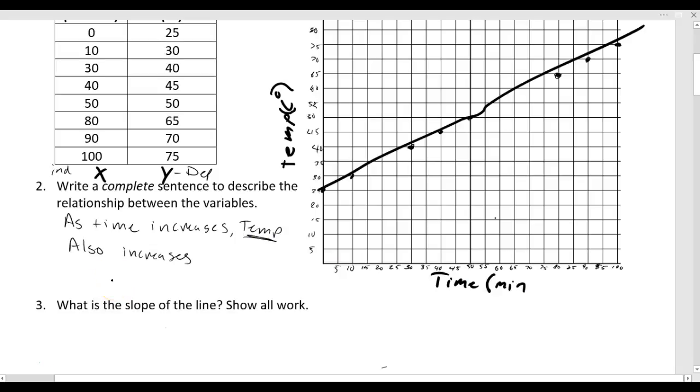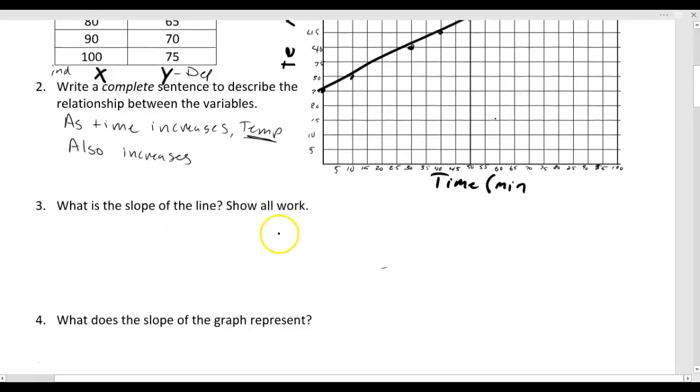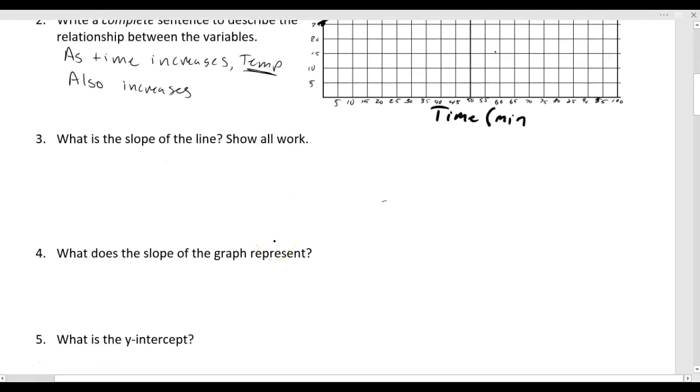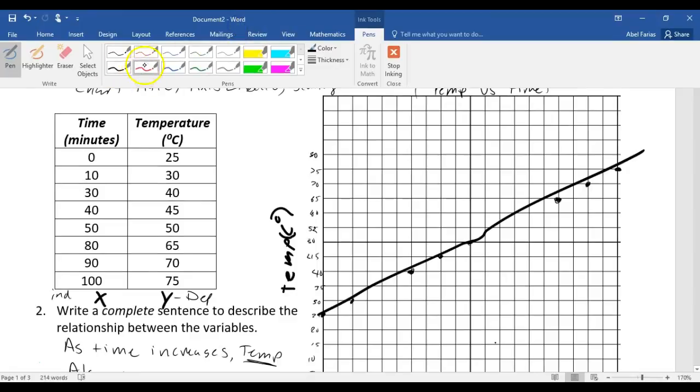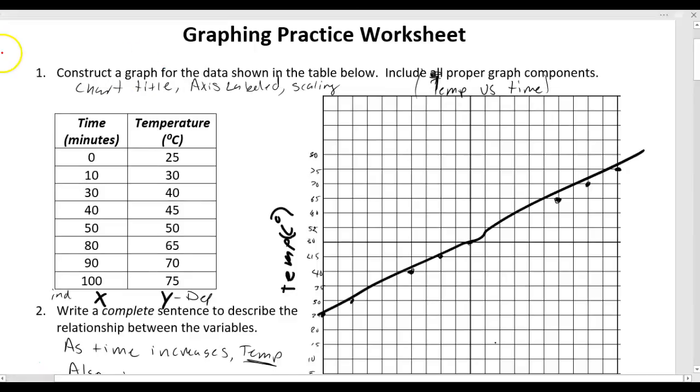Okay, good. Let's move to number 3. The way we do number 3 is finding the slope of the line. You're going to have to look back at this chart. We want to take the slope of the whole data set. The best way to do that, I'm going to change colors. I'm going to make this red, and find the slope.